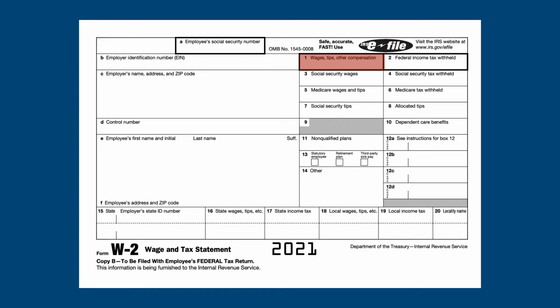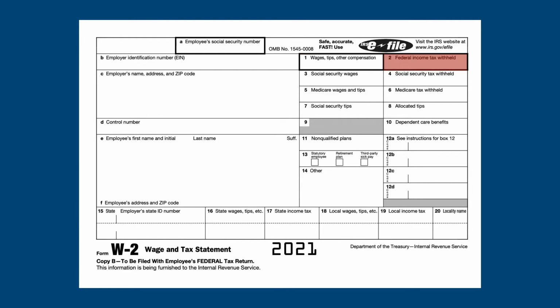Let's look at box 1, wages, tips, and other compensation. At this point, we need to note that this is taxable wages, tips, and other compensation, and often isn't the gross year-to-date figure from your last paycheck. Instead, this is your gross pay less medical and dental insurance deductions and tax-deferred retirement contributions.